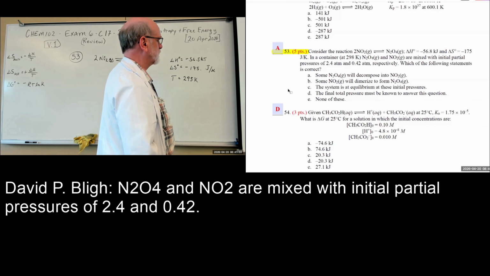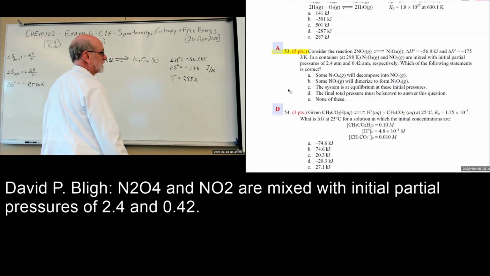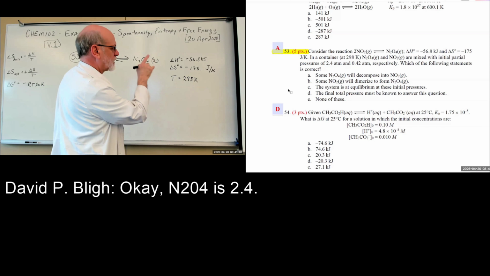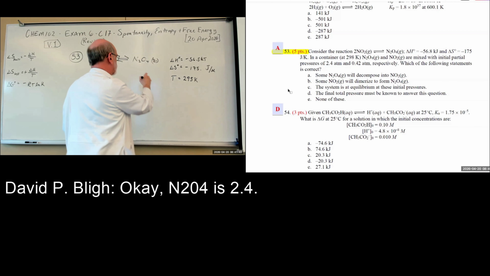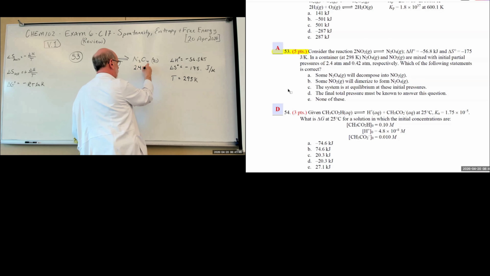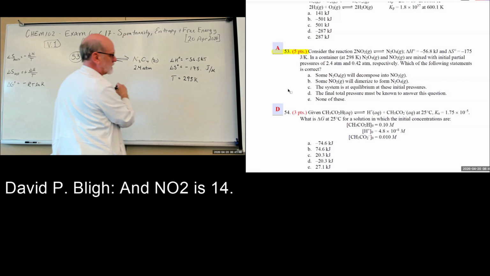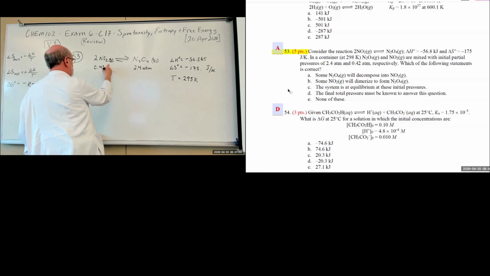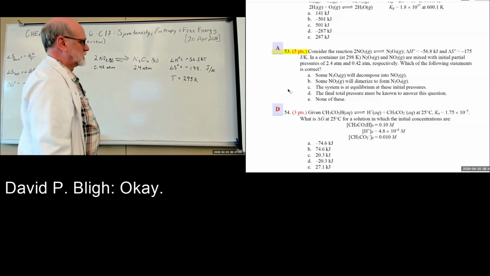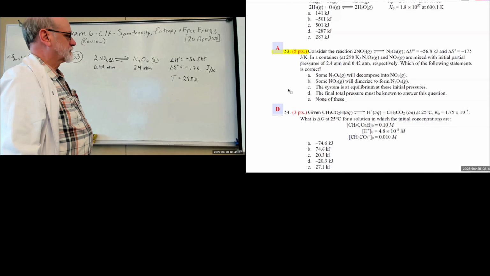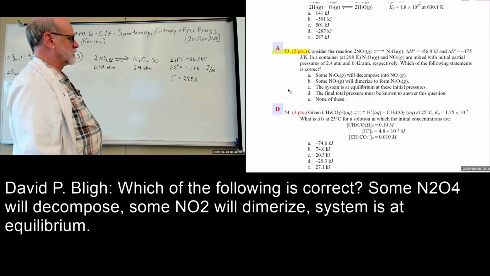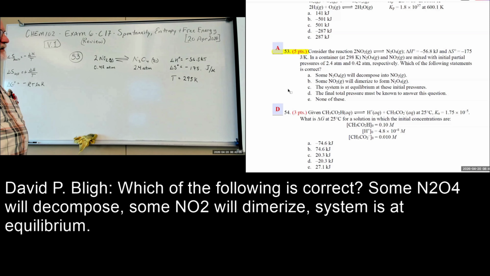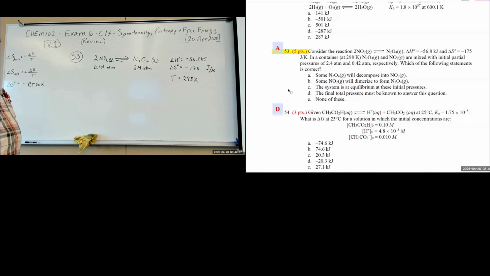N2O4 and NO2 are mixed with initial partial pressures of 2.4 and 0.42, respectively. Okay, N2O4 is 2.4. And NO2 is 0.42 atmospheres. Okay. Which of the following is correct? Some N2O4 will decompose, some NO2 will dimerize. System is at equilibrium. All right.